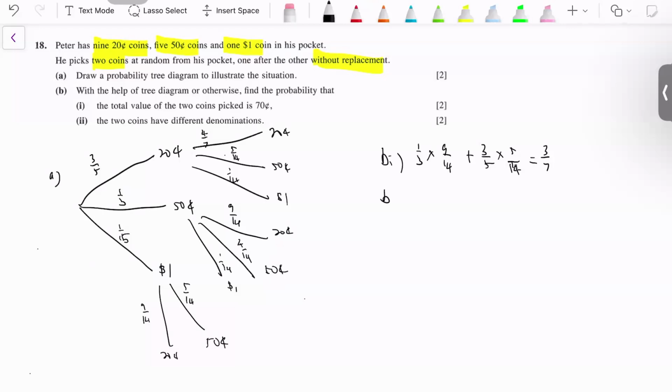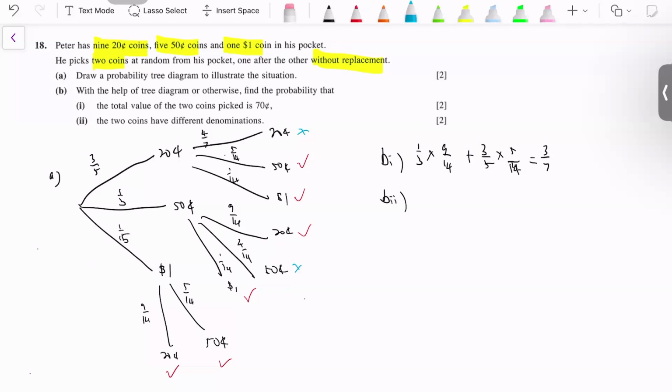B part 2. It says 2 coins have different denomination. So which means this 20 cent and 50 cent, 20 cent and $1, 50 cent and 20 cent, 50 cent and $1, $1 and 50 cent, $1 and 20 cent. So in this case, out of 8 options, 6 of it works, and 2 of it does not work.